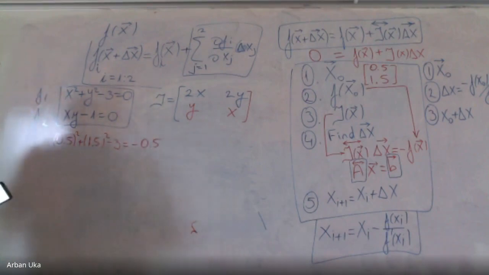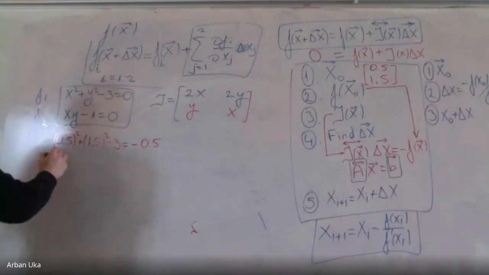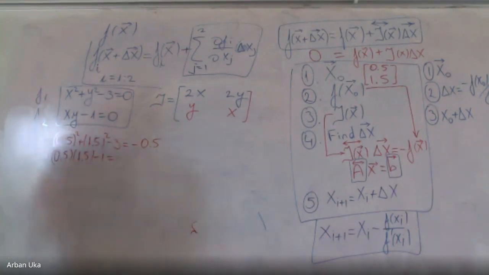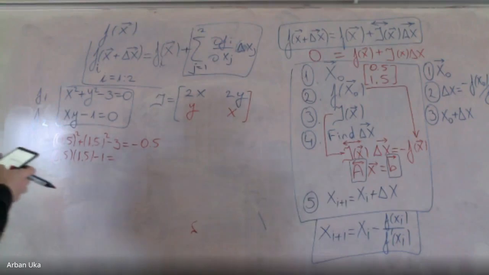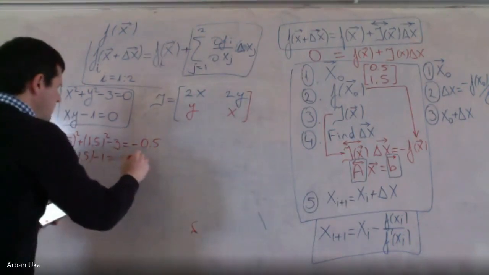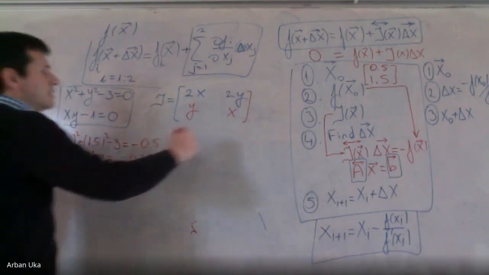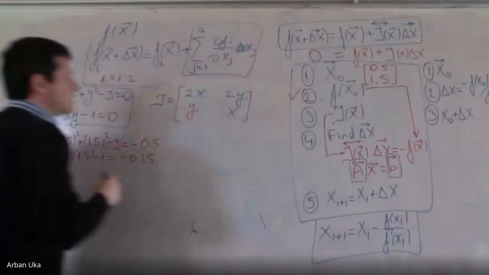And then we have the other function. The second function is equal to 0.5 times 1.5 minus 1. This is equal to 0.5, well, it's easy actually, times 1.5 minus 1. This is minus 0.25. So now, the next step, we found this. We found the second value.